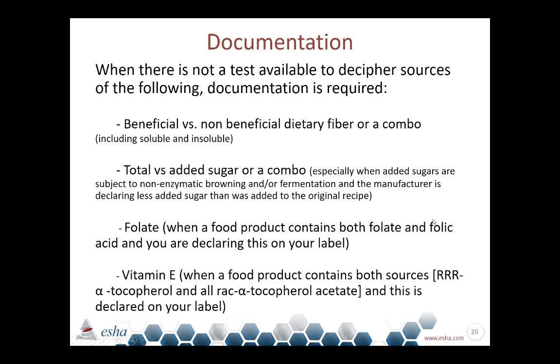The documentation is specifically important when a test is not available to decipher the sources. So when we have beneficial versus non-beneficial dietary fiber or a combination, when we have total versus added sugar or a combination, when we have naturally occurring folate and synthetic folic acid, and again when we have two forms of vitamin E. Especially in these scenarios, we really need to document what's going into our food and how we're keeping track of how we're classifying this information.